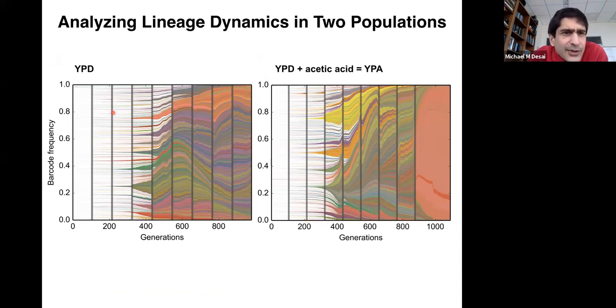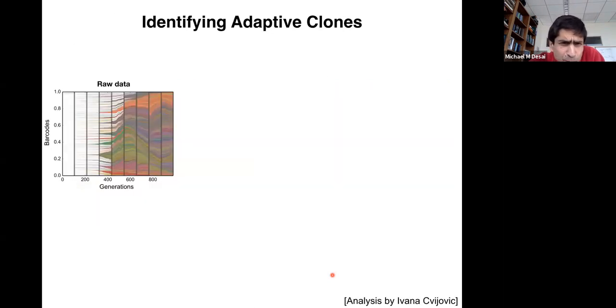So here at the left is evolution in a rich media environment, YPD. This is rich laboratory media for yeast. And here is adding a bit of stress, acetic acid, to the media for the population at the right. Now, what I'm showing you here is this crude lineage dynamics, in the same way that I was showing you on the previous slide.